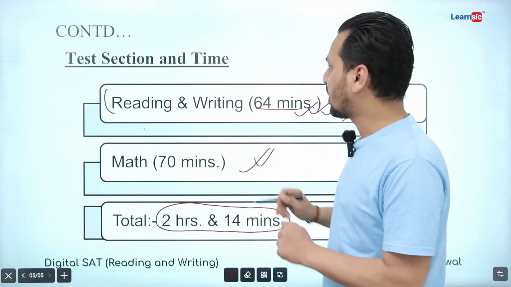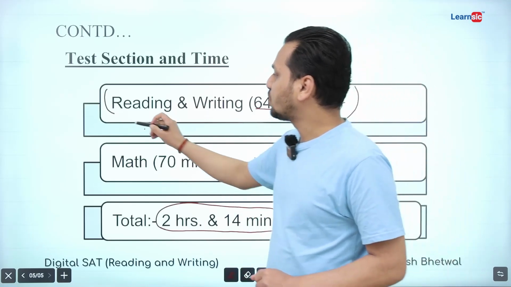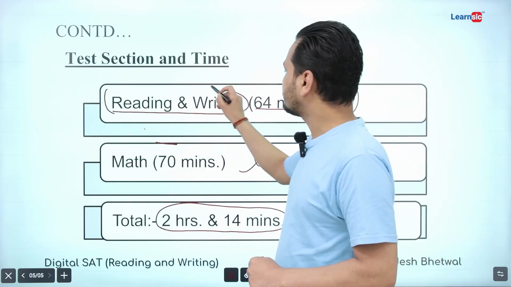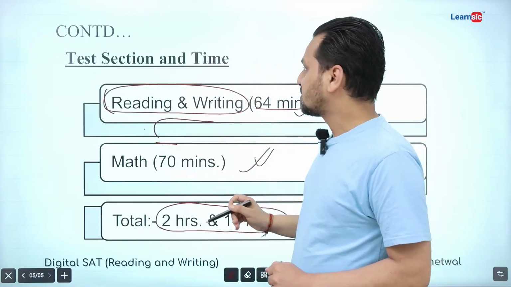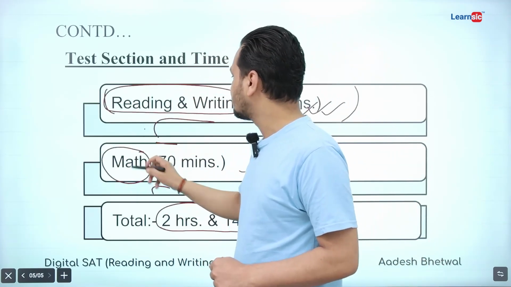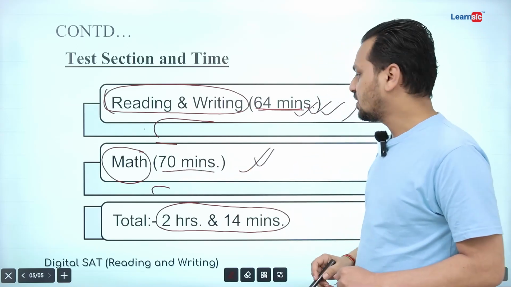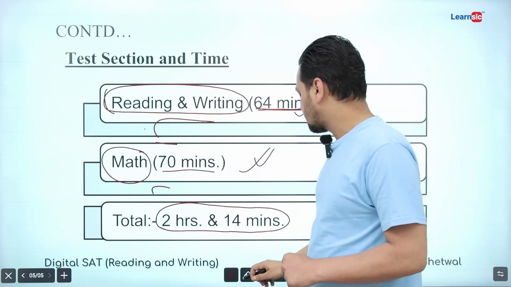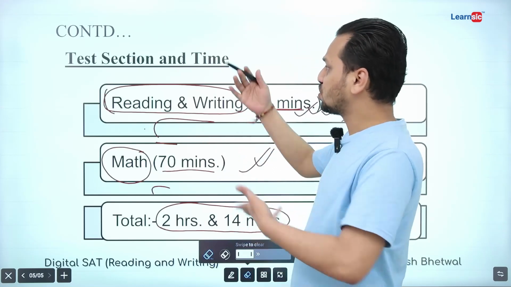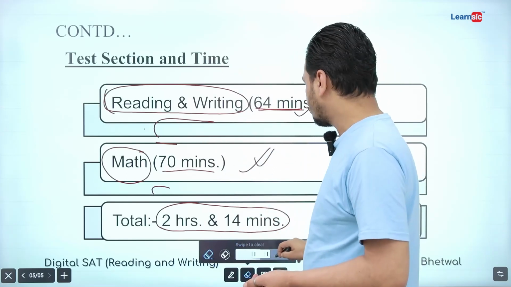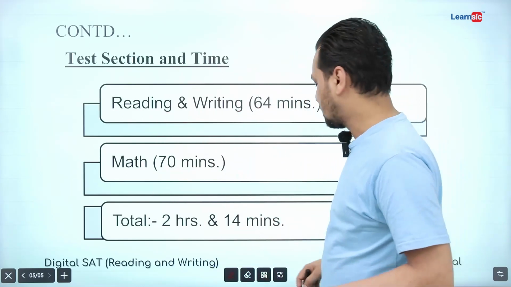Alright, so I think you are clear about the sections. There are two sections: reading and writing is one section, and the other one is math. Reading and writing lasts for 64 minutes, whereas math lasts for 70 minutes. So this is how the test is divided into two sections, and that is how the time is distributed in both sections.